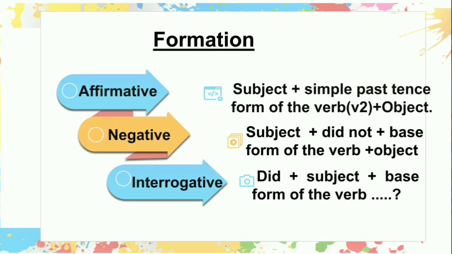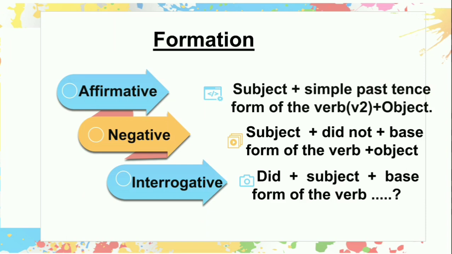Next, we will see the formation. We will see the formation of affirmative, negative and interrogative. So first one is affirmative. Let me see its sentence formation. First is subject plus simple past tense form of the verb, V2, plus object. Students, you remember that we already learned this tense in our earlier lectures.